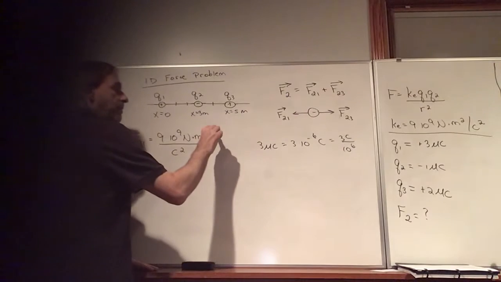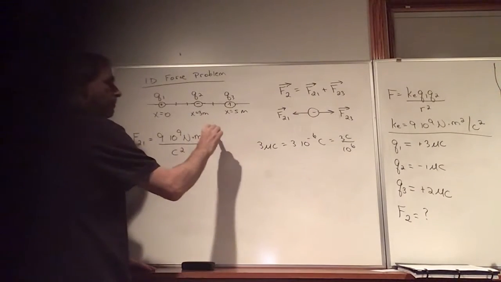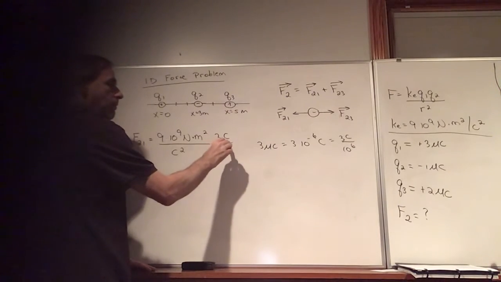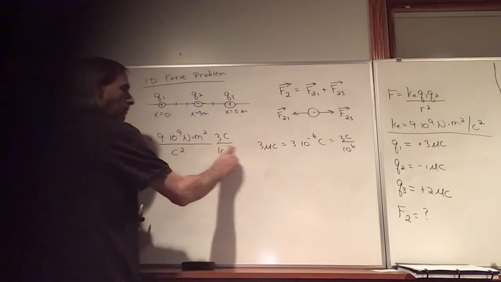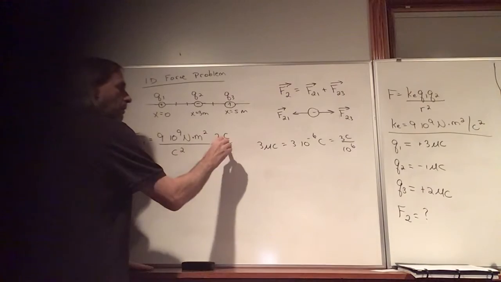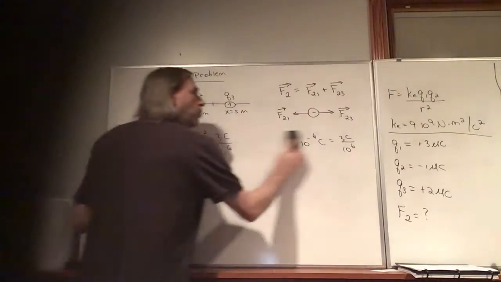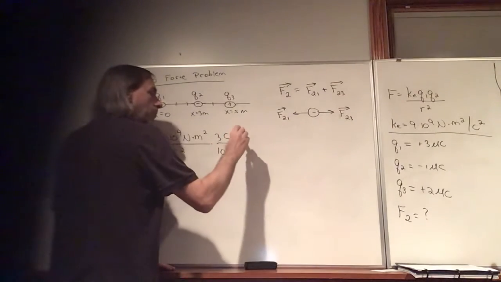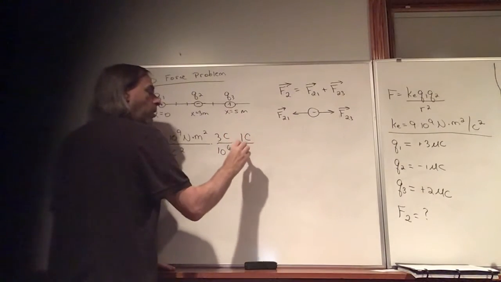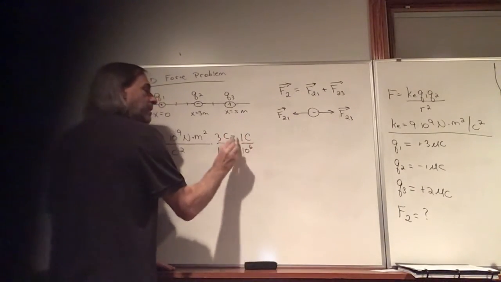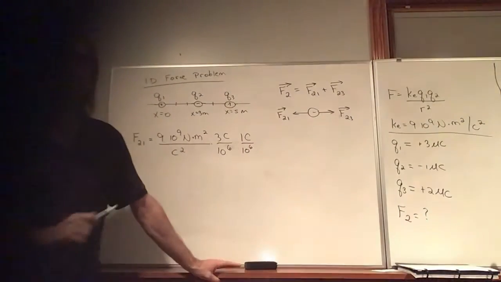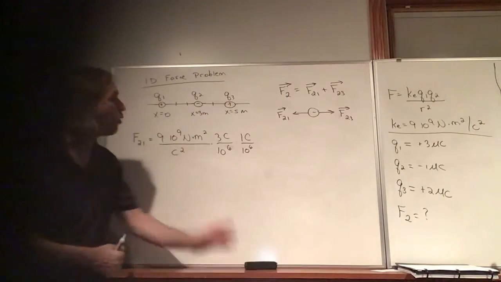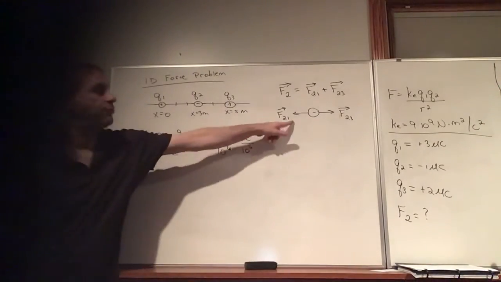So here we have 3 microcoulombs, that's Q1. I'm going to write it this way. And then we have Q2, which is minus 1 microcoulomb. I'm going to write that as 1 coulomb over 10 to the 6. I am definitely not going to include that minus sign because we're just calculating the magnitude of the force. We already know the direction.